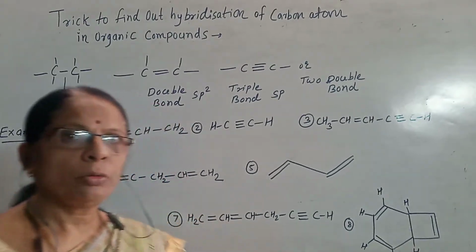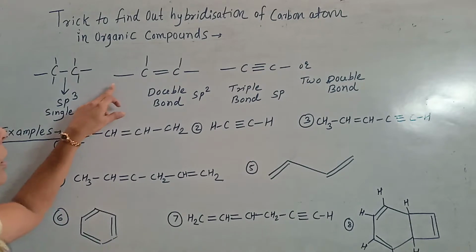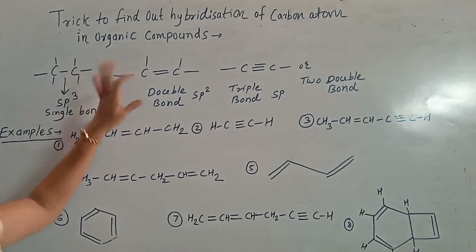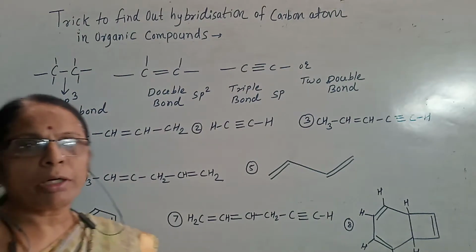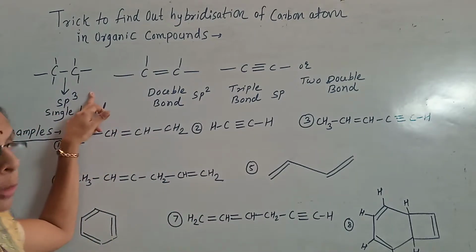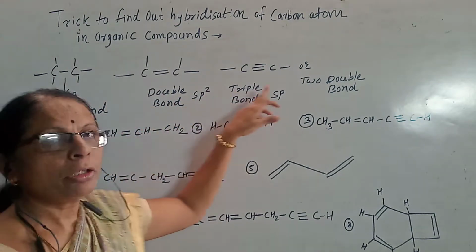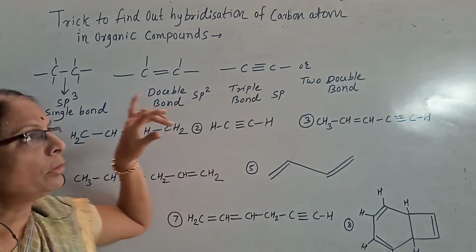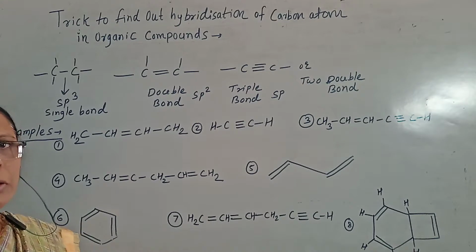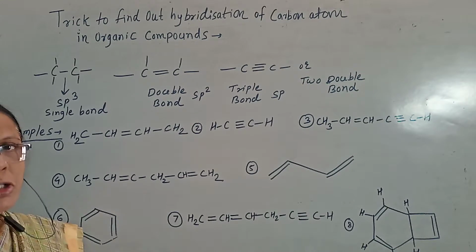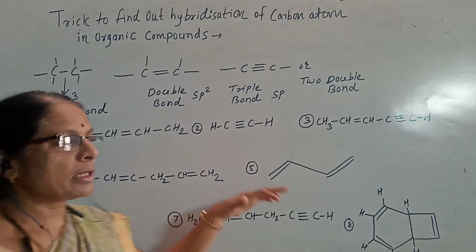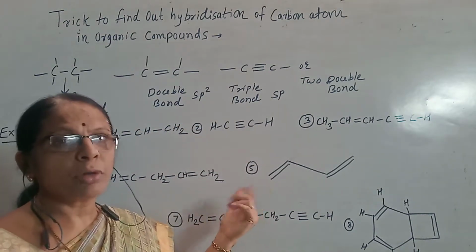Hello students. Today we are discussing a trick to find out the hybridization of the carbon atom in an organic compound. We know that organic compounds contain carbon. Now carbon can bond with carbon with a single bond, a double bond, or a triple bond. So in the exam you may have a very simple question: find out the hybridization of each carbon atom in the following compound. In that example, what tricks do we have to consider?